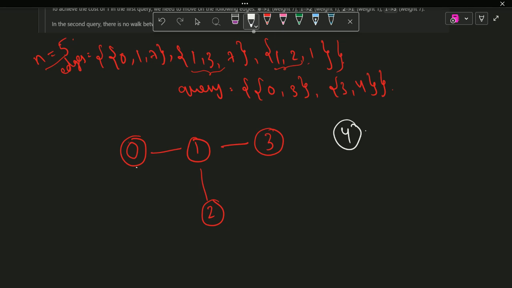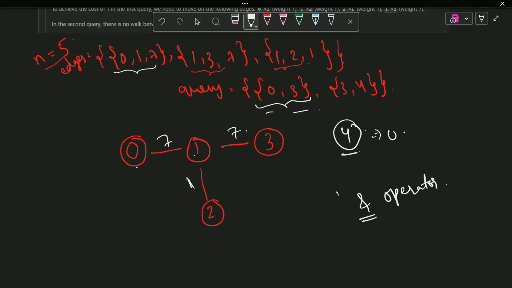Now, the cost from 0 to 1 is 7. By seeing this, we can get 1 comma 3 is 7, 1 comma 2 is 1. We have no connected components, so the distance between every element is 0. Now, from 0 to 3, what is the distance? We have to AND the distances. The AND operator is used in bit manipulation. I hope all of you know the truth table for this: 0, 0, 0, 1, 1, 0, 1, 1.